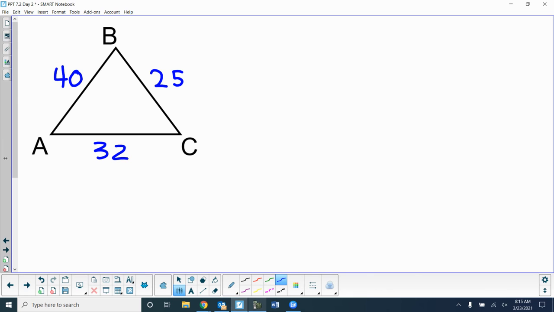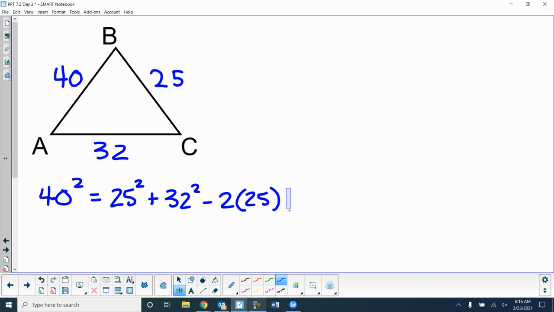Eyes up here, please. So, we got the sides. So which angle are we gonna find? C, because it's the biggest one, right? It's opposite the largest side. Okay, so when I write the problem, remember, C squared equals A squared plus B squared minus 2 times A times B times the cosine, and angle C is what we're looking for.